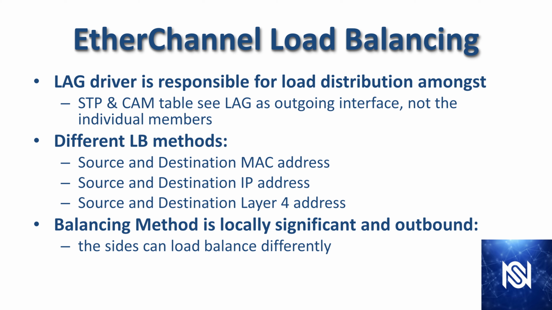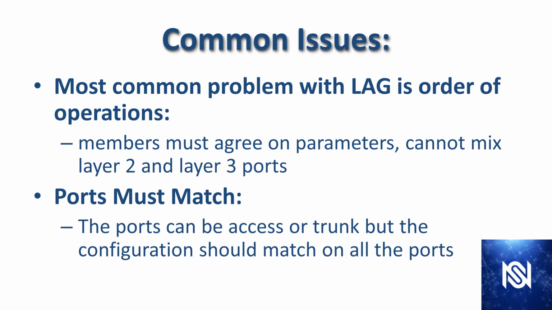And the different methods include source and destination MAC address, so using layer 2 information, source and destination IP address, using layer 3 information, source and destination layer 4 addresses, so it would be layer 4. And the load balancing method is locally significant and outbound, which means that each side of the Ether channel can negotiate differently. And here are a couple of the issues that you see with Etherchannel.